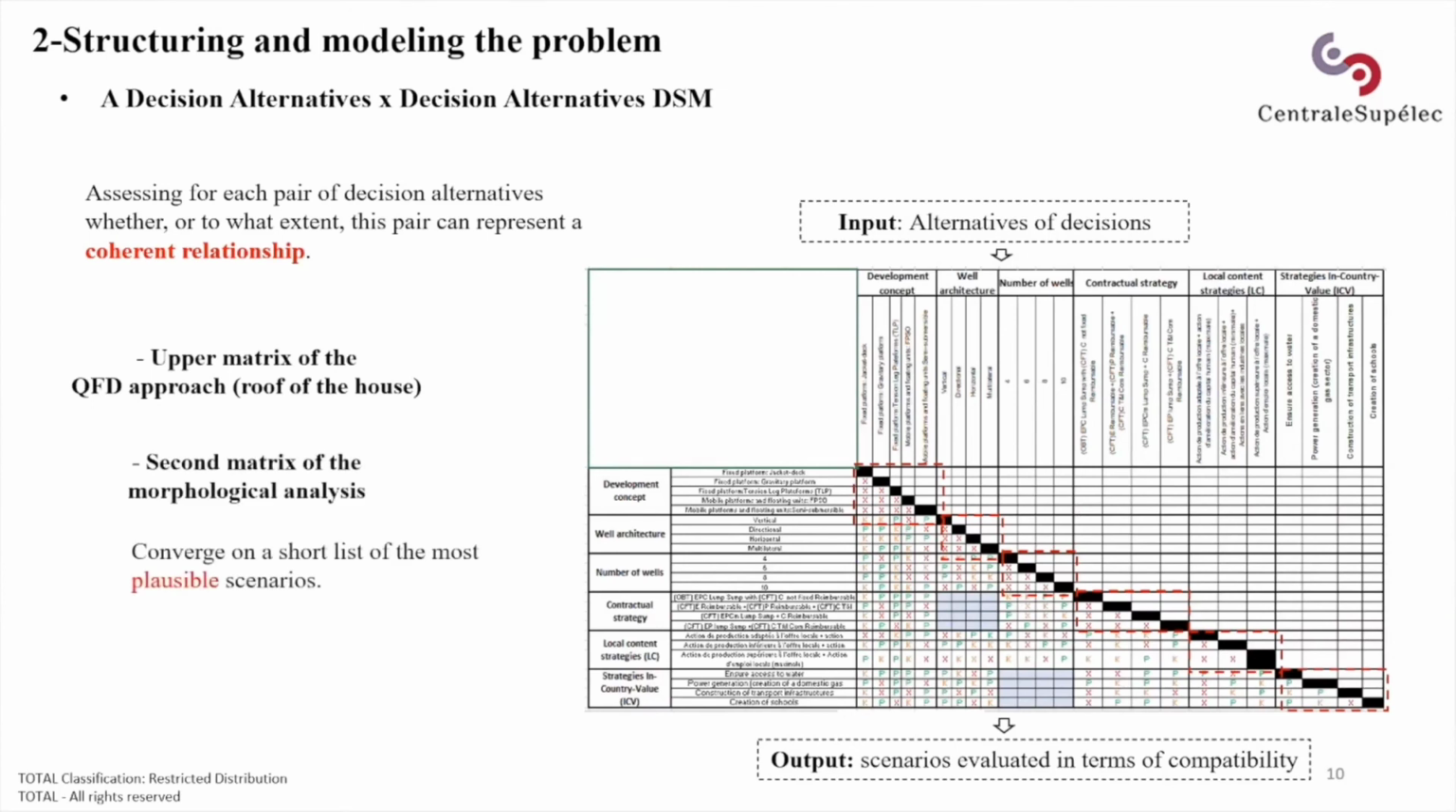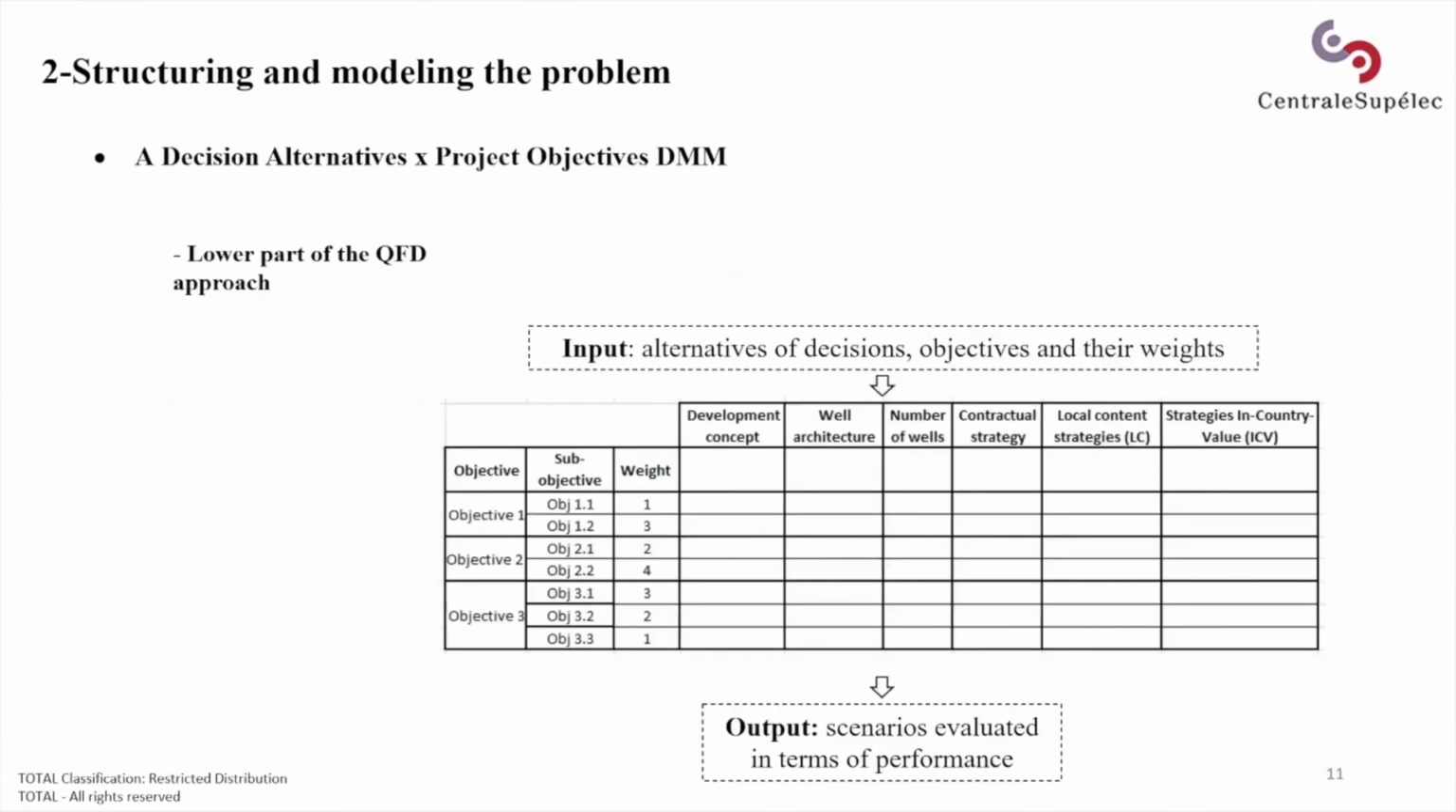As for the morphological analysis, it corresponds to the second matrix that is constructed to converge on a short list of the most plausible scenarios. So for this matrix, you have as input alternatives of decisions and as output scenarios evaluated in terms of compatibility. The last matrix is decision alternatives cross-project objectives, DMM. It corresponds to the lower part of the QFD approach. In such a matrix, decision alternatives are evaluated against well-defined objectives, and each of them is characterized by a well-defined weight. The aim of this matrix is to evaluate the performance of each possible scenario.